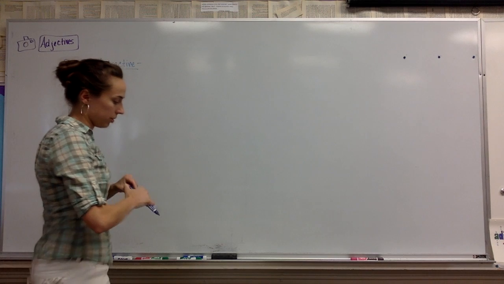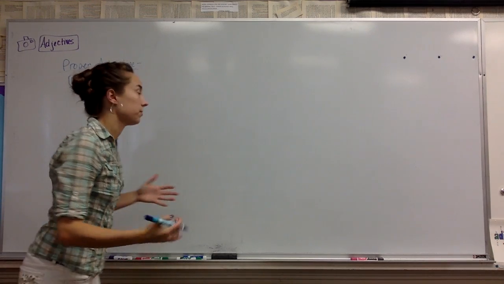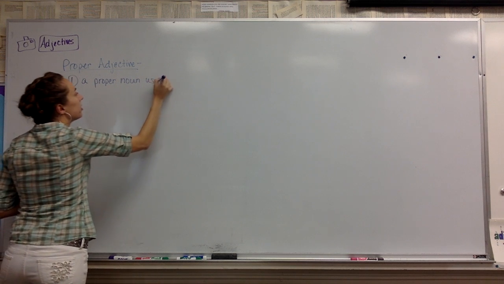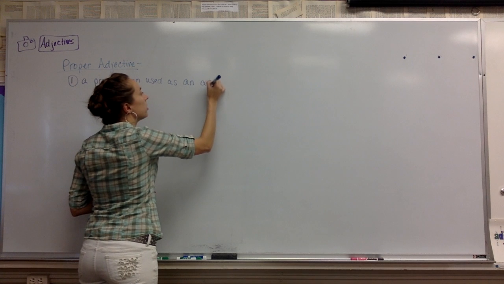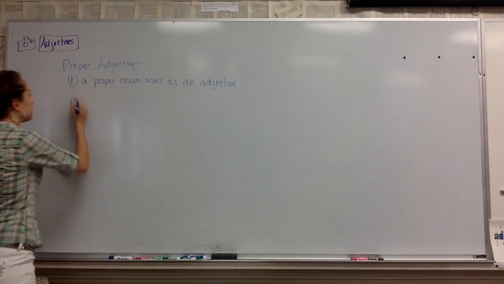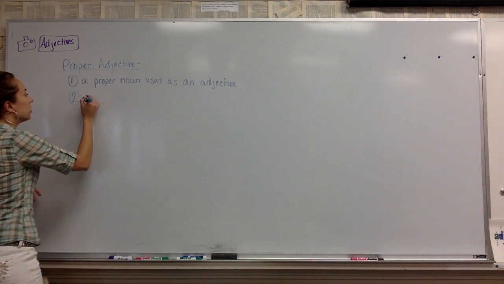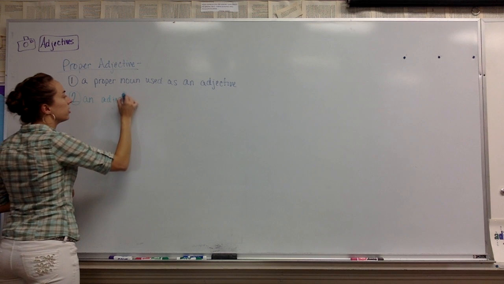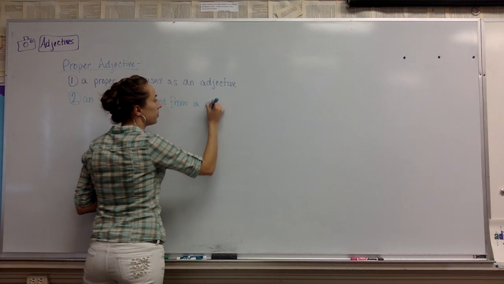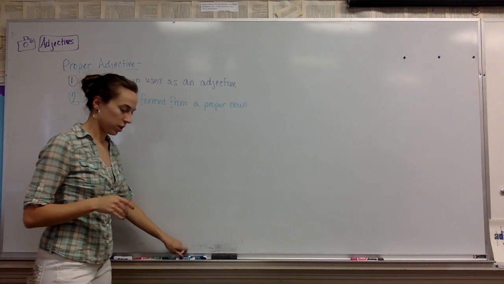Okay, so our first one, we're going to have two numbers here. This one is a proper noun used as an adjective. So just like I said. Okay. Our second point is an adjective formed from a proper noun. Okay. So we're going to have a couple different charts here.